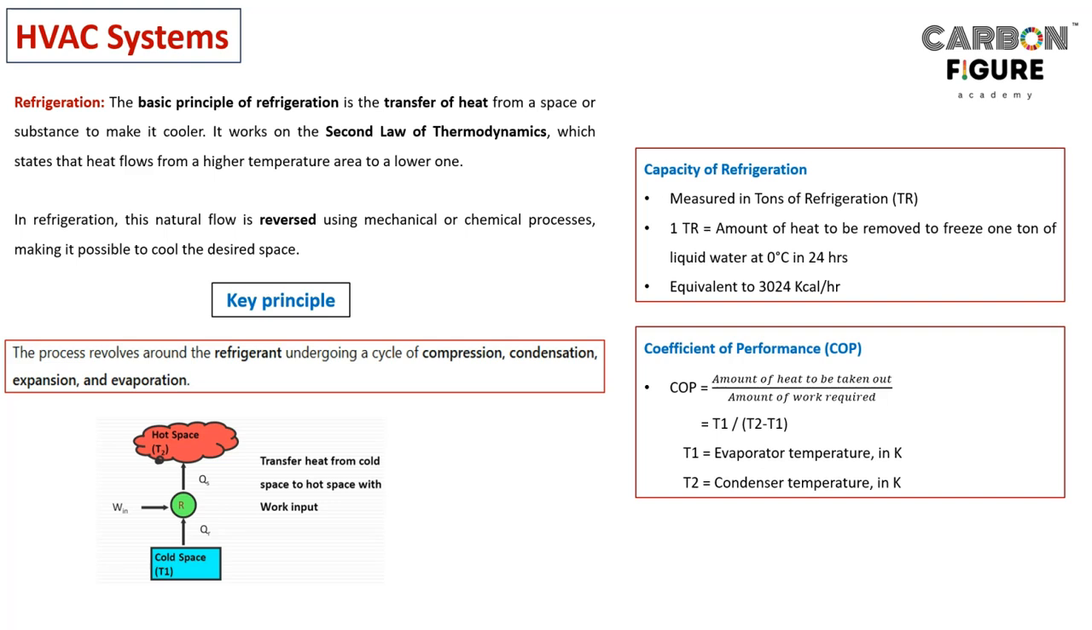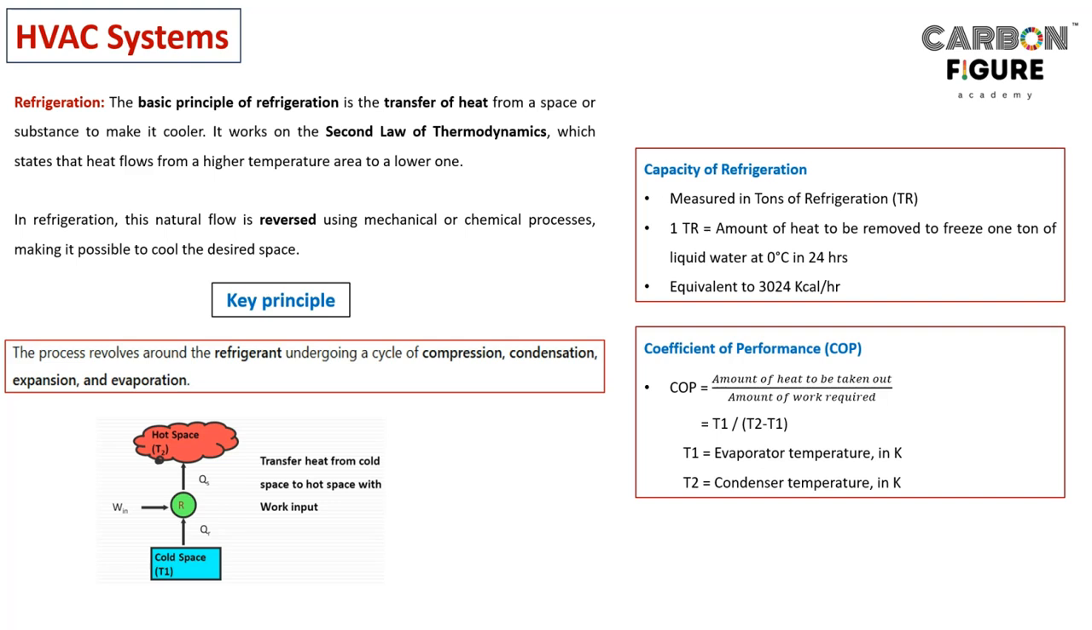In refrigeration, this natural flow is reversed using mechanical or chemical processes, making it possible to cool the desired space, right? You just read it once again to understand. In refrigeration, the natural flow, that is, heat always flows from higher temperature to lower one, right? So for example, higher and lower, what it indicates here in this context, we take a building. Outside the building a temperature is prevailing, inside the building a temperature is prevailing. Obviously there would be higher temperature outside and lower temperature inside the building.